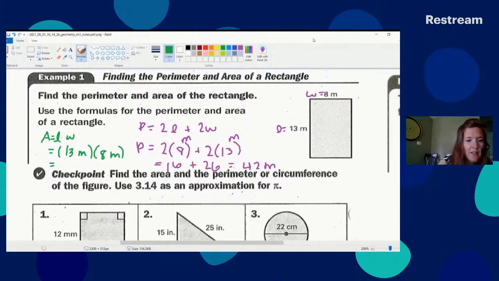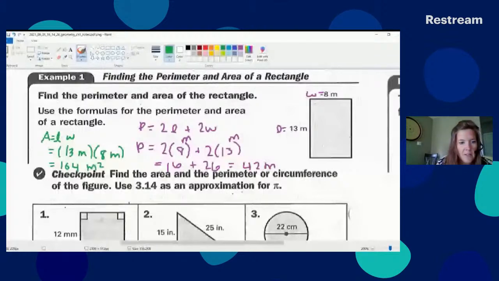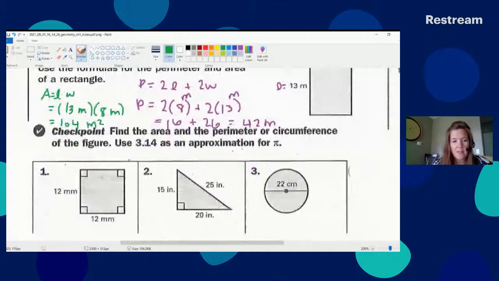Okay, so the area is 104. Now meters times meters, so the area is actually 104 meters squared. Because I have meters times meters, sorry, that was like 164. It's just 104 meters squared. Okay. So that's how we would find the perimeter and area. It's pretty much just plugging in the formulas, right?